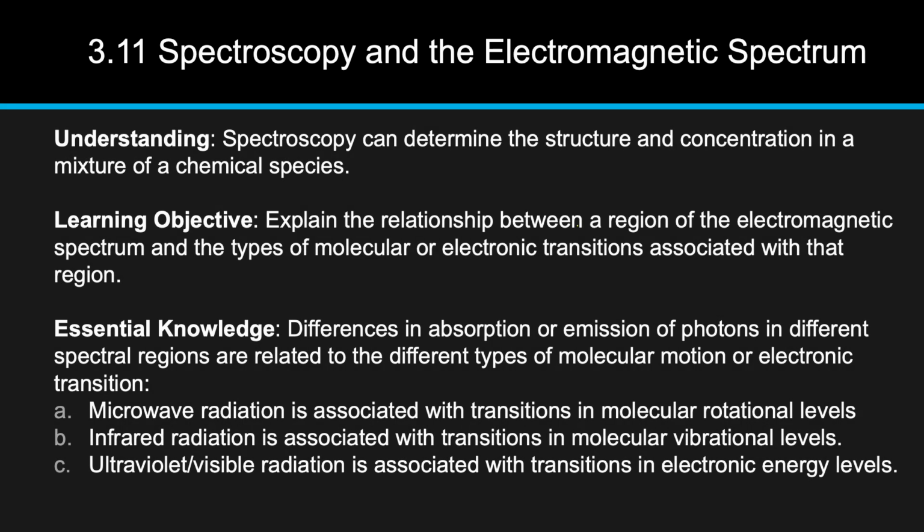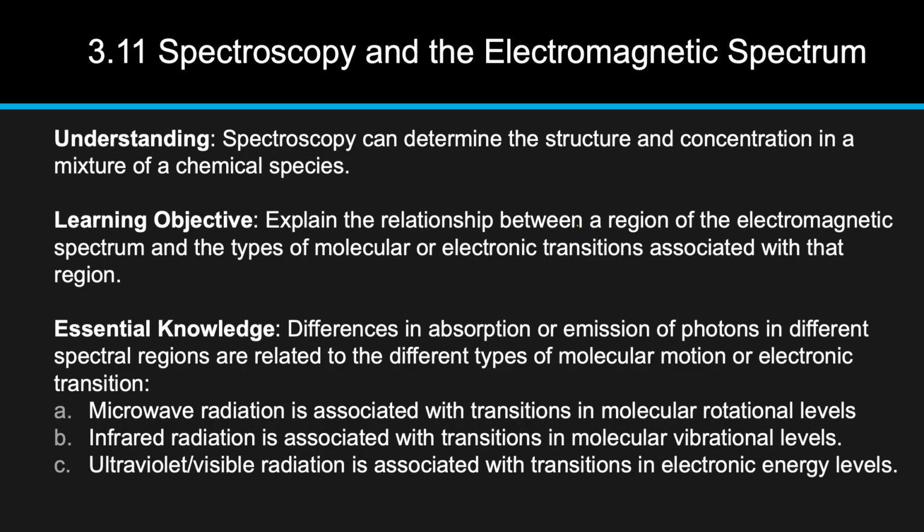All right, hello everyone. Today we are going over lesson 11 of the AP Chemistry Unit 3 curriculum, which is on spectroscopy and the electromagnetic spectrum. Spectroscopy is a very powerful tool that we use in chemistry because it lets us determine the structure and the concentration of different substances found in a mixture.